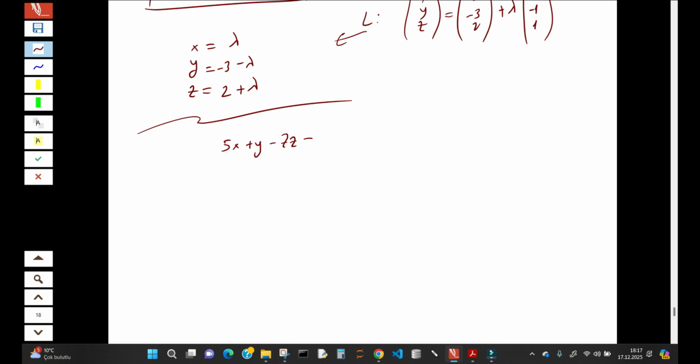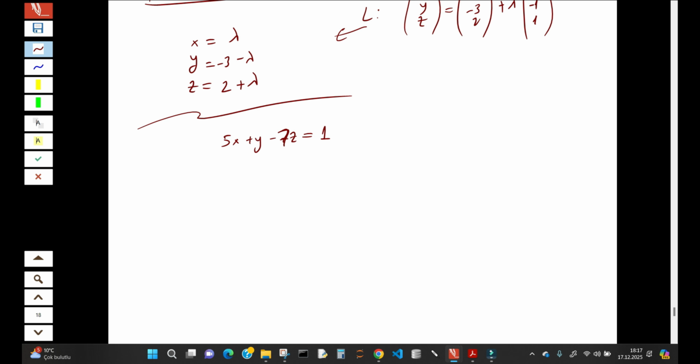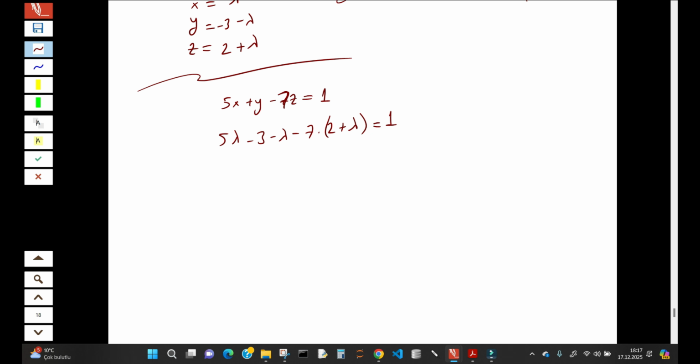Mm, this one, right? Yeah. And I will just plug in this xyz into this equation: 5 lambda plus, or let's say minus 3 minus lambda minus 7 times 2 plus lambda equals 1. We will just simplify all of this and combine like terms.